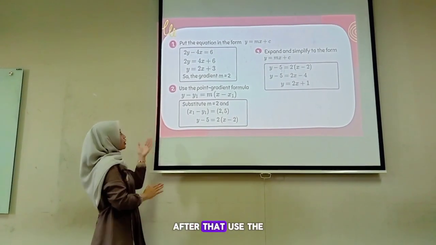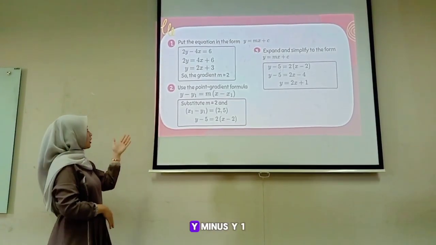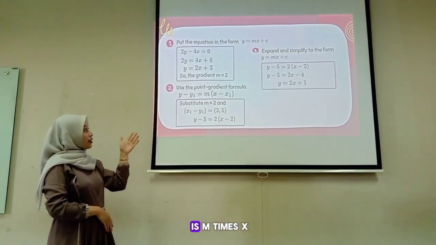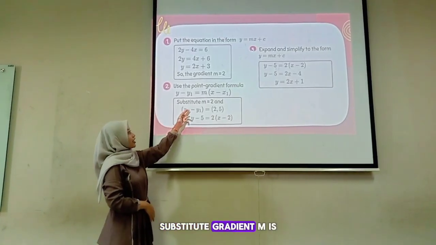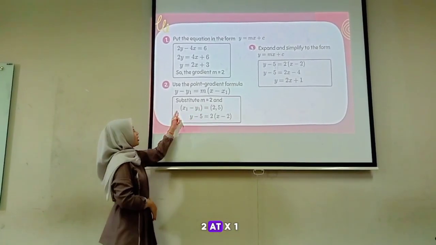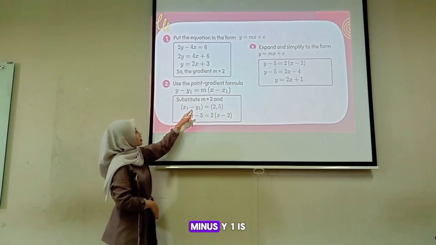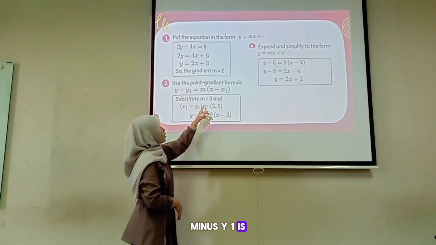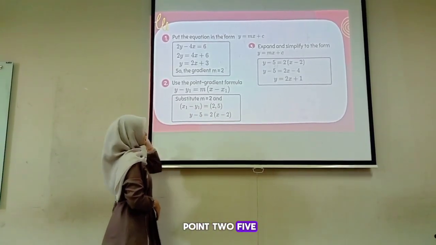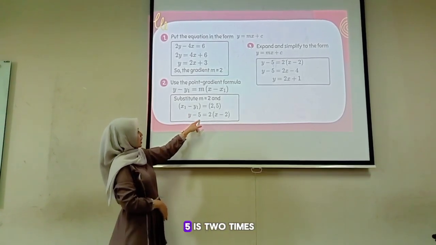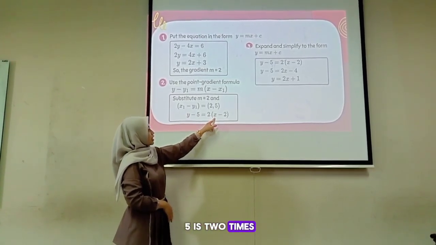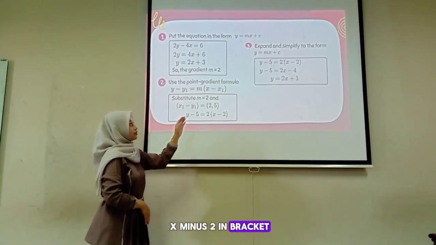Okay, after that, use the point gradient formula: y minus y1 is m times x minus x1 in brackets. Substitute gradient m is 2 and x1, y1 is 2, 5. After that, y minus 5 is 2 times x minus 2 in brackets.